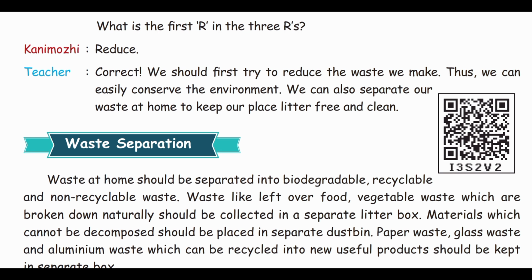We can also separate our waste at home to keep our place litter free and clean. So we can separate the waste in our home itself, because first we have to clean our home, then our environment. So first keep your home clean by separating the waste and reducing the waste usage. This is the first step to conserve our natural resources.